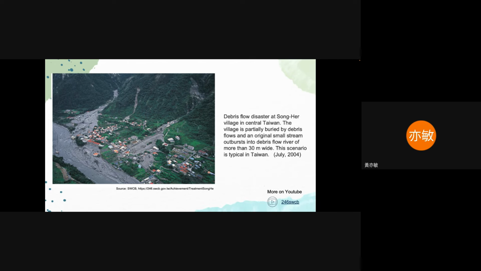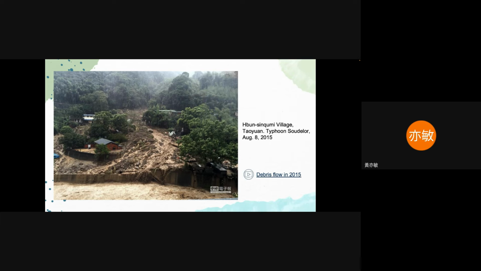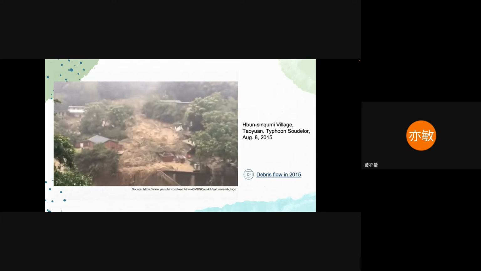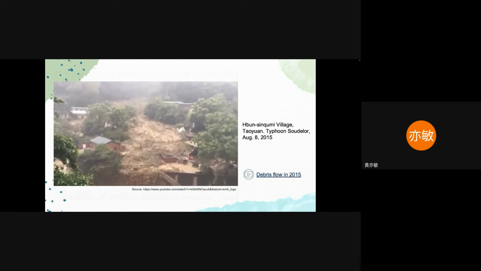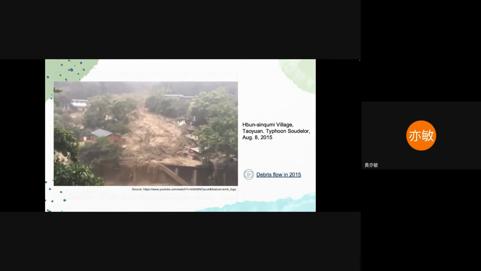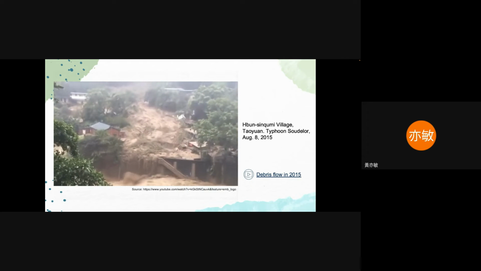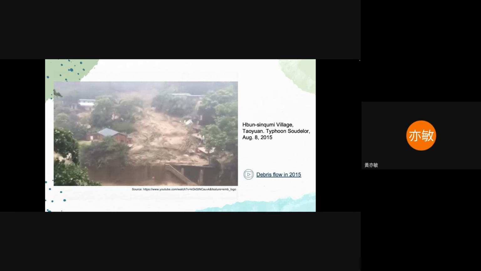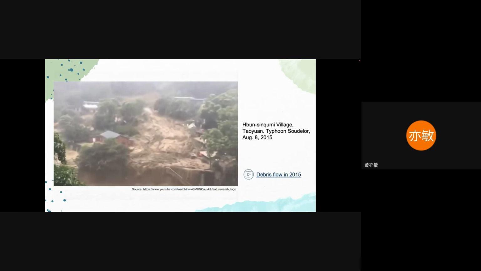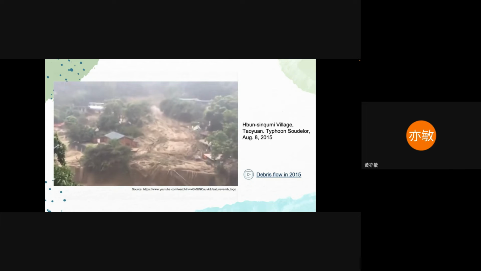As early as 2004, we had a debris flow. It carried a lot of sediment or debris, soil, rocks, moss, etc., all together and buried the village at the downslope. Then here is the most recent video captured by the TV news reporter. It is a village that was hit in 2015 after Typhoon Soudelor in August.